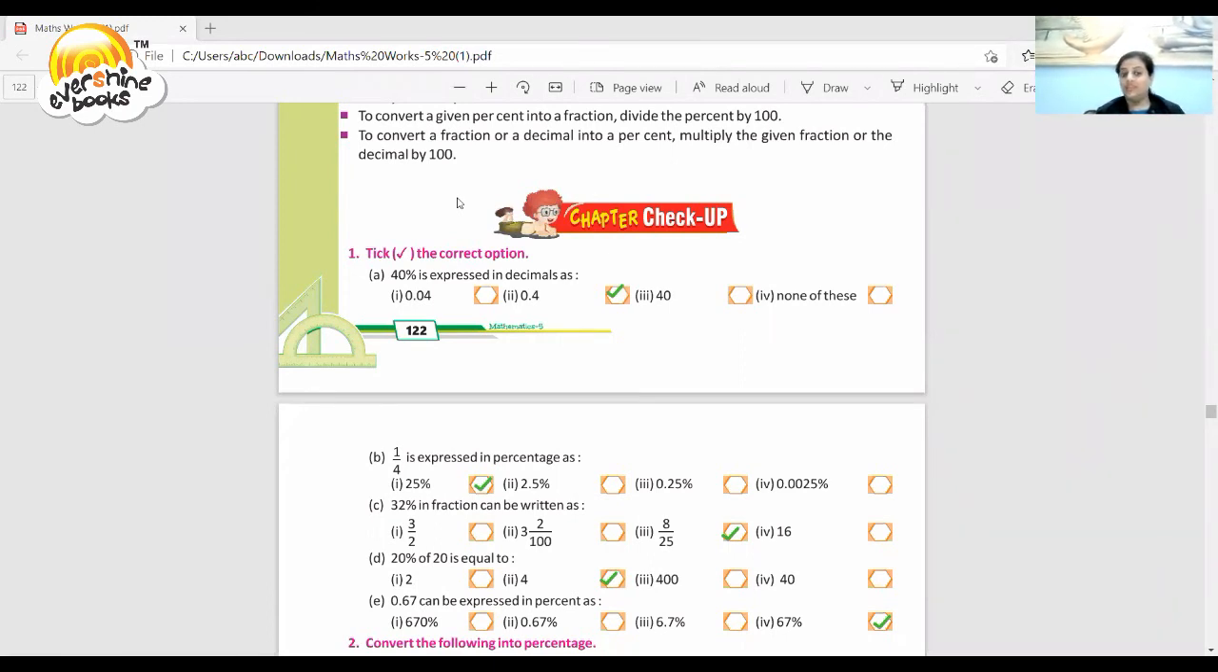See, 40% is expressed in decimal as 0.4. Okay, so in that you have to divide by 100. 1 upon 4 is expressed in percentage as 25 into 100 is 25. 32% in fraction can be written as 8 upon 25. You have to divide by 100. 20% of 20 is 4. 0.67 can be expressed in percentage as 67%, like this.